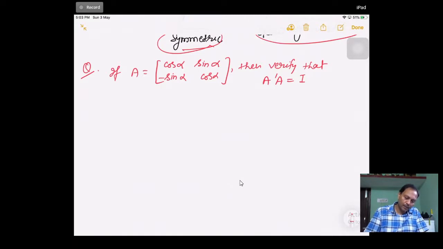So here we have to multiply the matrix with its transpose. First of all, we will find the transpose of the matrix. Its transpose will be cos alpha, sin alpha, minus sin alpha, cos alpha. Here the first row was cos alpha, sin alpha, so it becomes the first column, and the second row, minus sin alpha, cos alpha, becomes the second column. Now multiply.